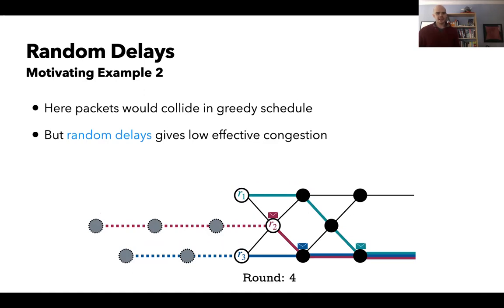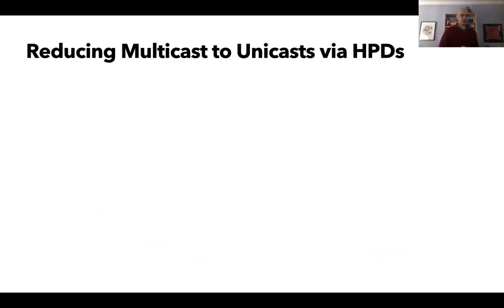And what we'll see is that even though we have an edge congested to extent 2 and an edge congested to extent 3, there's never any contention at the edge, just because we sort of randomly perturbed when we started sending our messages. All right, so that's the idea of random delays. Now the second idea behind our upper bound is that of heavy path decompositions and reducing multicast to unicasts.